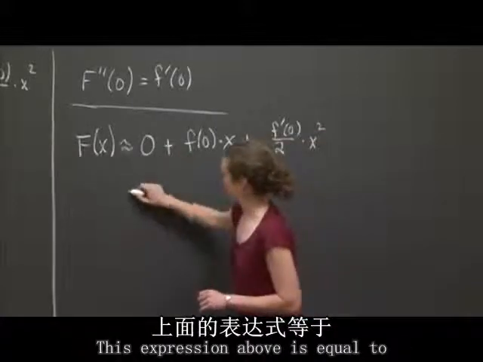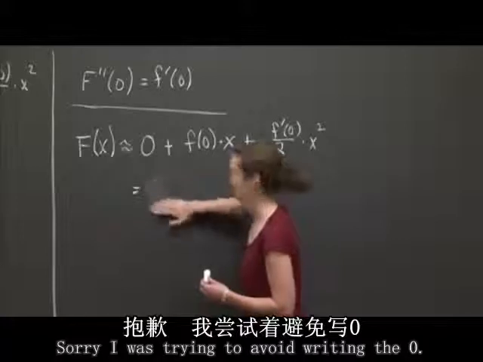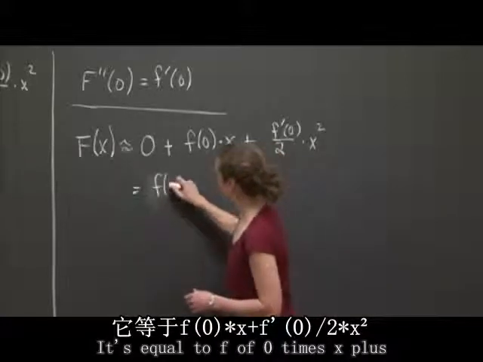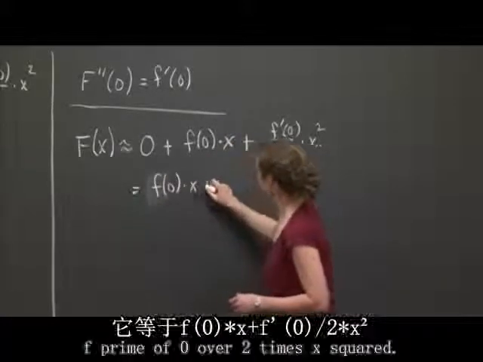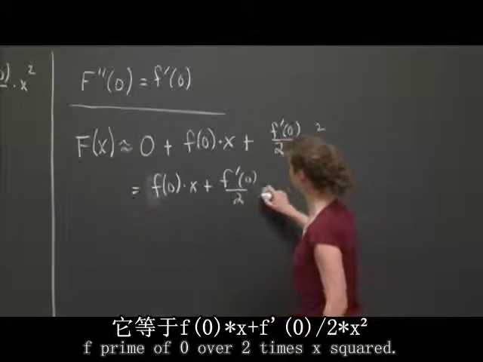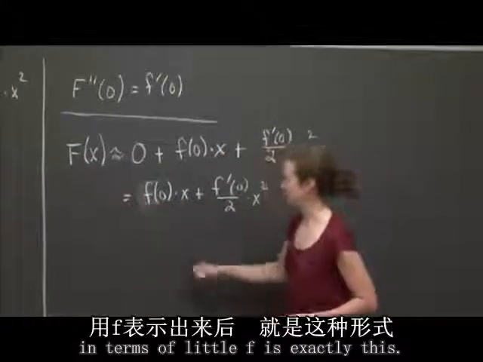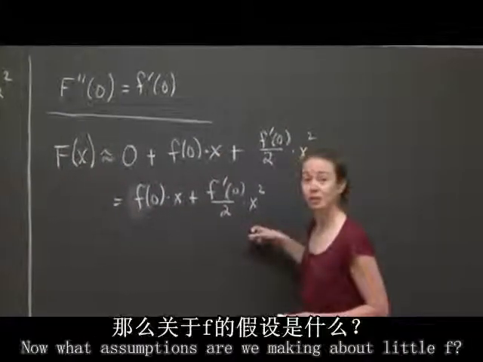This expression above is equal to, well, why did I write the 0 again? Sorry, I was trying to avoid writing the 0. It's equal to f of 0 times x plus f prime of 0 over 2 times x squared. So the quadratic approximation of capital F in terms of little f is exactly this.